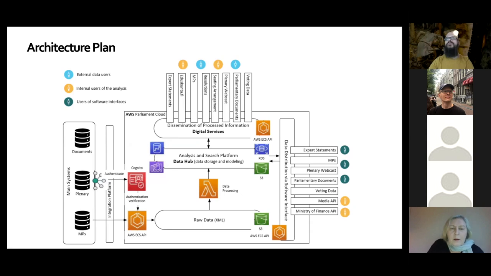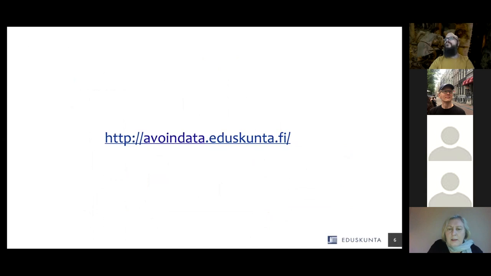You will find our present version of the open data service at the address avoindata.eduskunta.fi. Also, there is a section of the open data service, avoin data, on the main page of the parliament website.